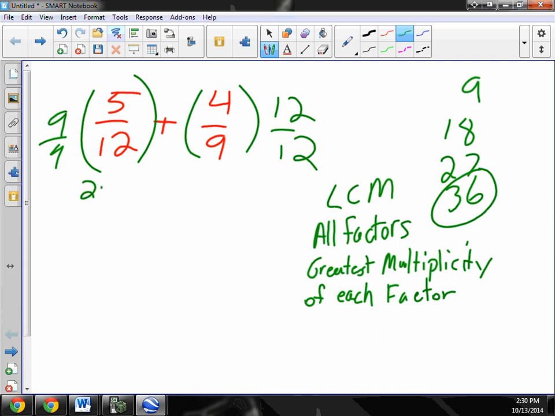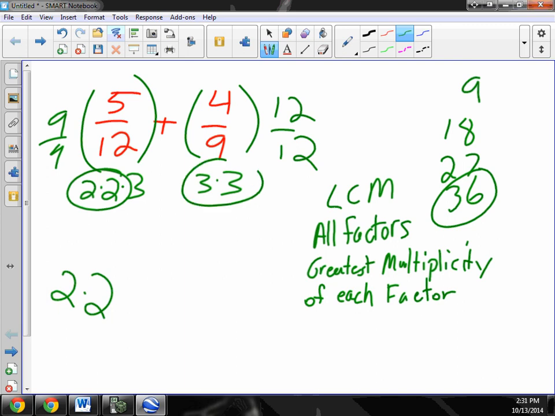12 is 2 times 2 times 3, and 9 is 3 times 3. So I know that my common denominator is going to be made up of 2's and 3's. Okay? So the way you pick how many is you look at the greatest multiplicity. What is the greatest multiplicity of 2's? This has a pair of 2's, and 9 doesn't have any. So my common denominator would be 2 times 2. What is my greatest multiplicity of 3's? 3's, which is 36.